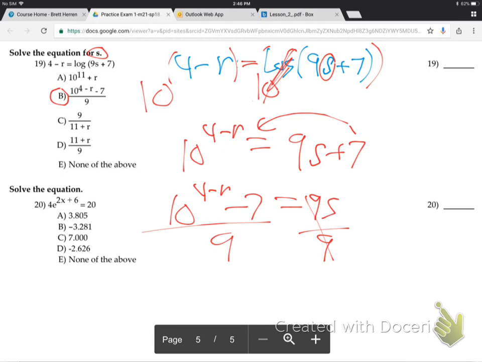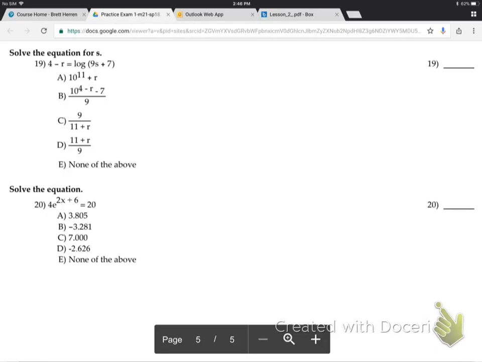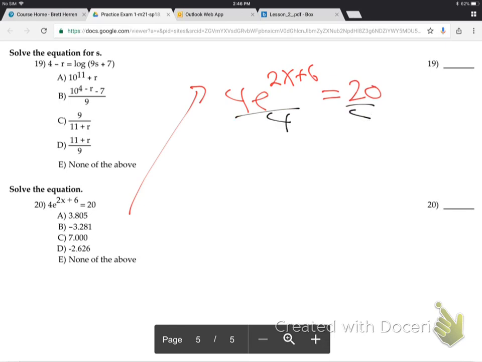Finally, your favorite, number 20. We got an e. So number 20, bring it up here. 4e to the 2x plus 6 equals 20. You first have to get the baseline. Before you do this kind of stuff, trying to solve for x, you got to divide by that 4. Boom. e to the 2x plus 6 is 5. And what am I going to do to get rid of that e? ln. Getting the hang of this? Yeah, there's like 3 or 4 of these.